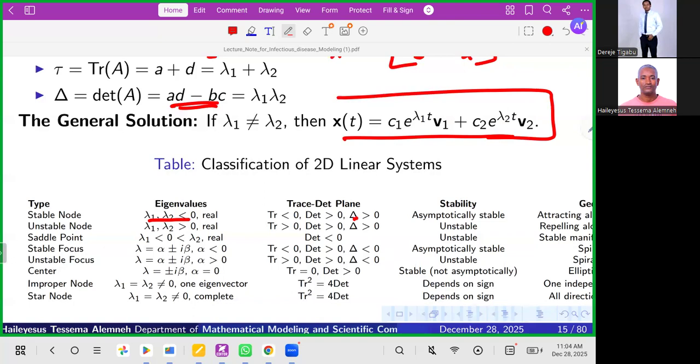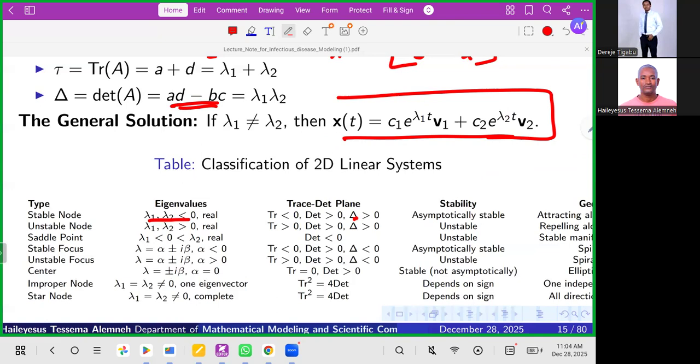Lambda 1 is negative, so the trace will be negative. If lambda 2 is greater than 0, then it will be positive. But the determinant: if lambda 1 is less than 0 and lambda 2 is greater than 0, the determinant is less than 0. So it is unstable, which is the property of a saddle point. The saddle equilibrium point is always unstable.